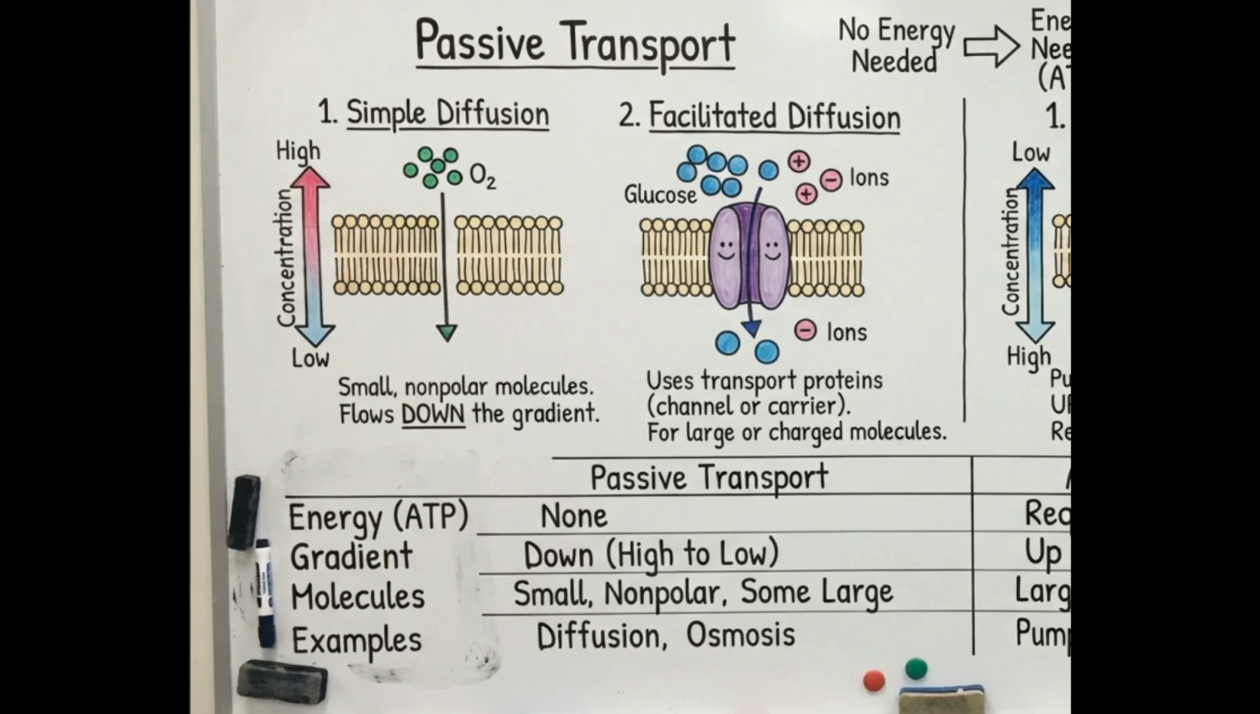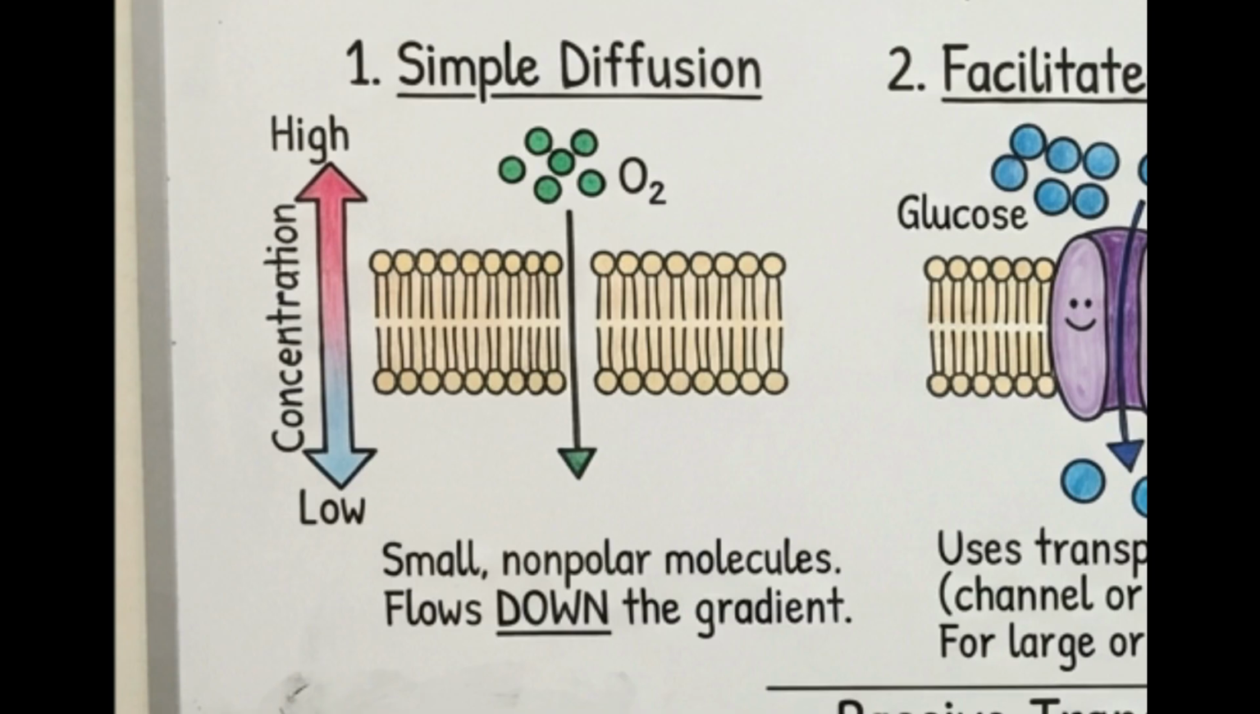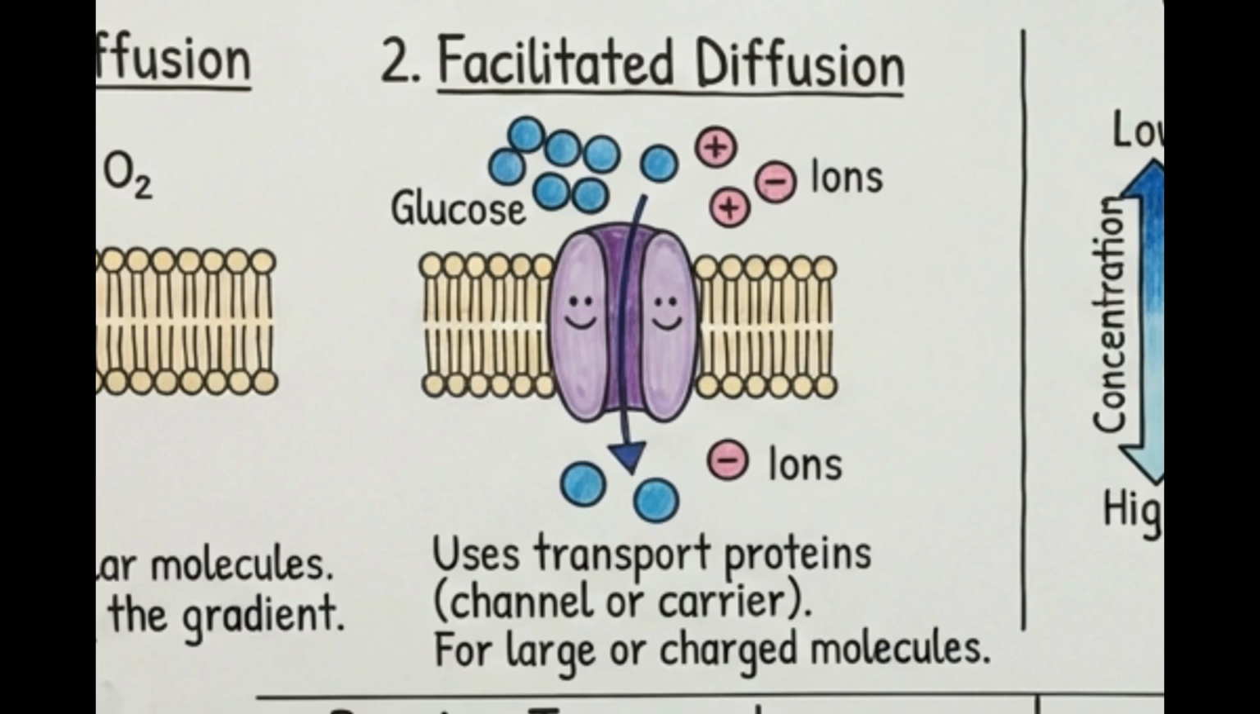Under passive transport, you've got simple diffusion. Think of small, non-polar molecules like oxygen just sliding right through the lipid bilayer. Then there's facilitated diffusion, which is for bigger or charged molecules like glucose or ions. They need a little help from transport proteins like channel or carrier proteins to get across safely.